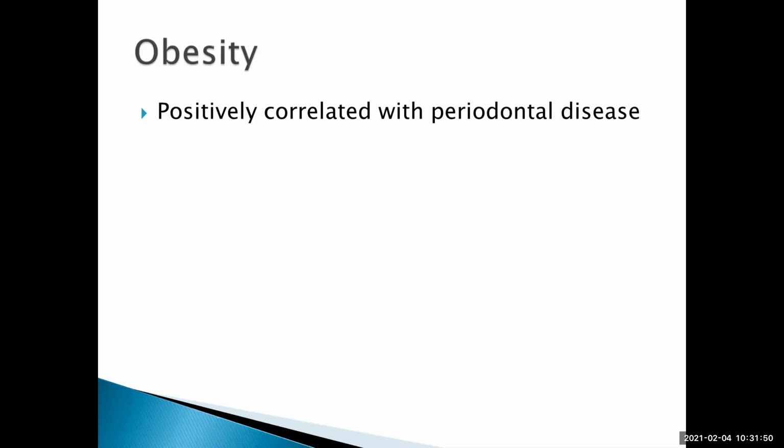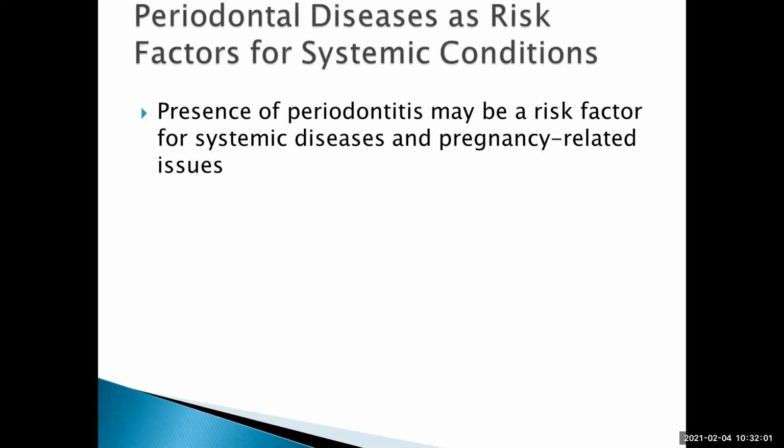Obesity is now being linked to periodontal disease. Obesity is a form of malnutrition. That's all I'm saying about that. Periodontal disease as a risk factor for systemic conditions. The presence of periodontitis may be a risk factor for systemic diseases as well as pregnancy-related issues.